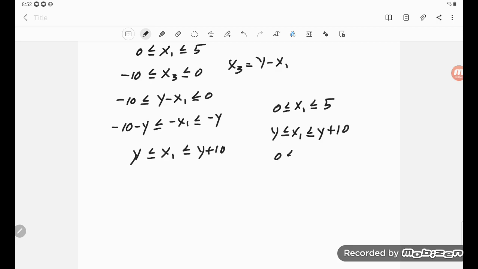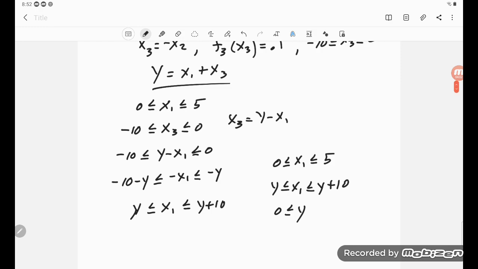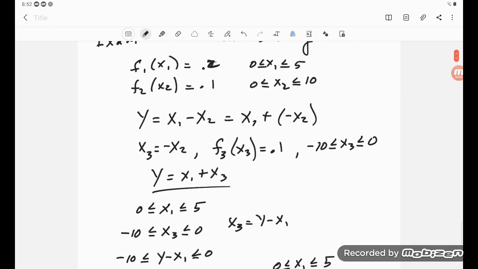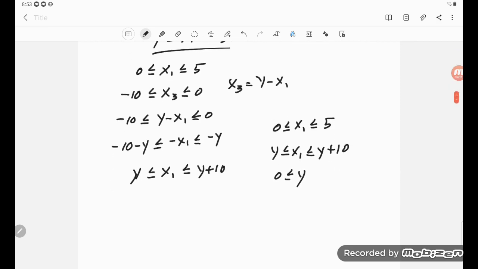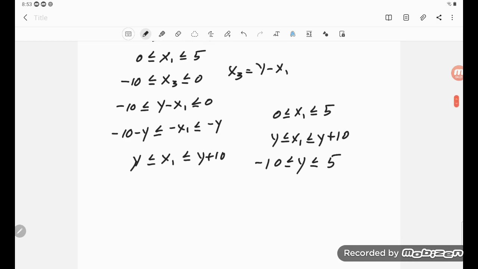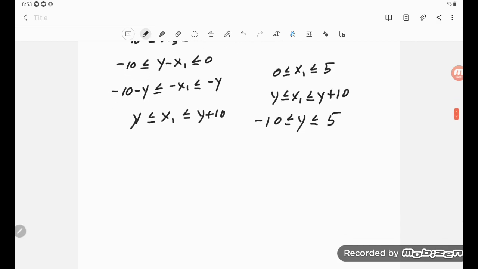Remembering, of course, that y is, well, I put a 0 there, but that's not correct. Since I'm adding something that could be as small as negative 10 to 0, y could actually be from negative 10 up to 5 in this case. Okay, so y is from negative 10 to 5. And so once again, we need to take these and figure out our bounds.